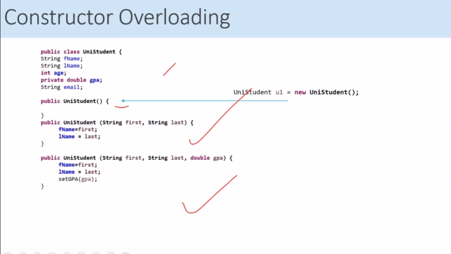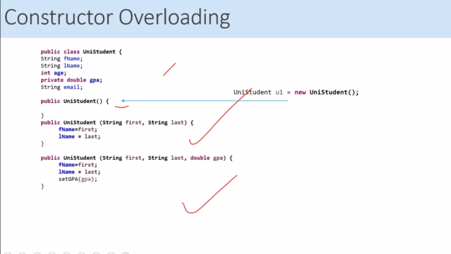Okay. Uni student U1. Type for U1. How many attributes we have? String F name, string what? L name, and what? Age. When you create a U1 object from the Uni student class, what will be the values of those attributes in the beginning?